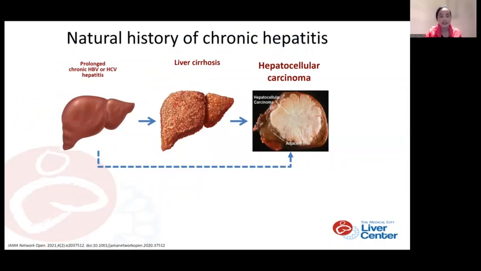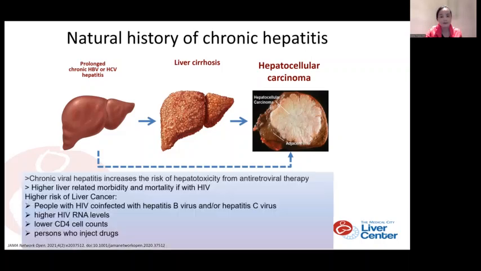So this is the natural history of liver disease in someone with chronic hepatitis. If you get prolonged hepatitis B and hepatitis C infection, you can get liver cirrhosis, and it is usually in this setting that you develop liver cancer. Although in hepatitis B, you can get hepatocellular carcinoma even without cirrhosis yet.